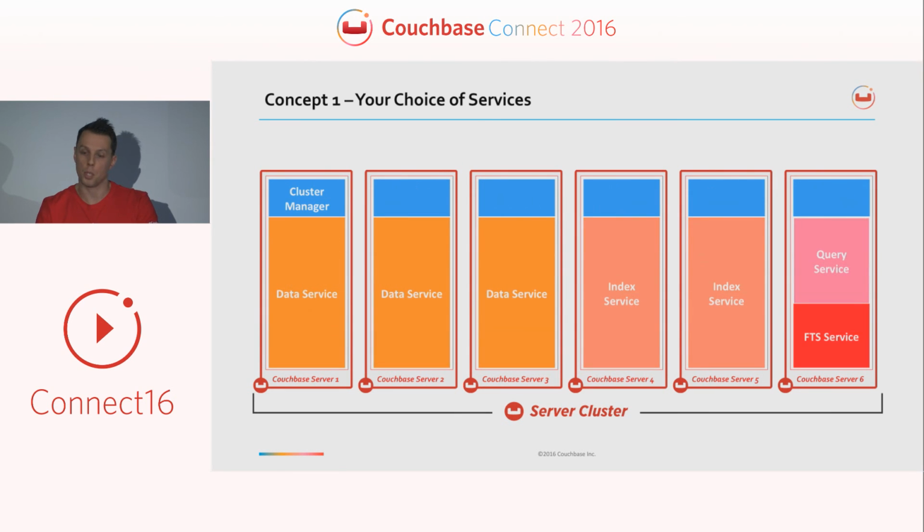A more realistic production deployment would be something like this. So this is a 6-node cluster. 3 of the nodes are running the data service. 2 of them are running the index service. And the final 6th node is running both the query and FullText service.